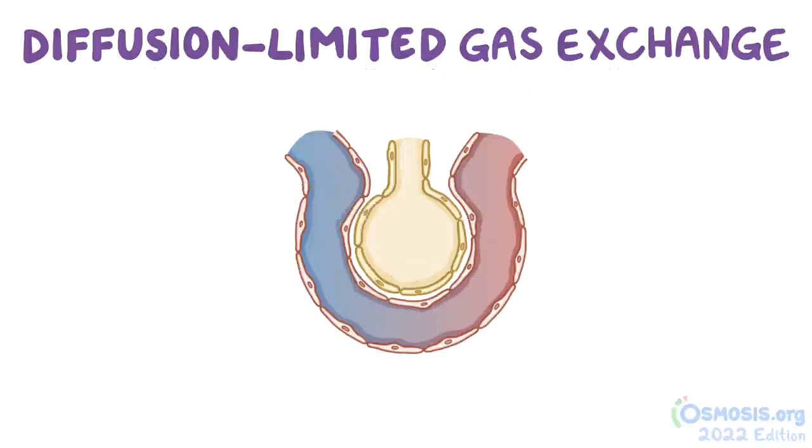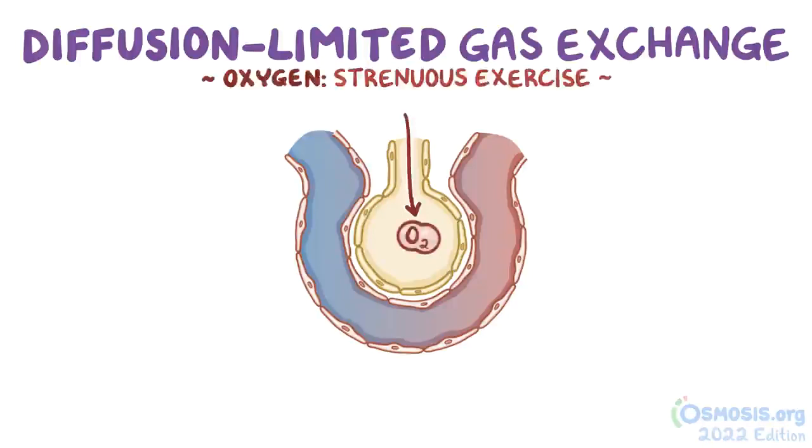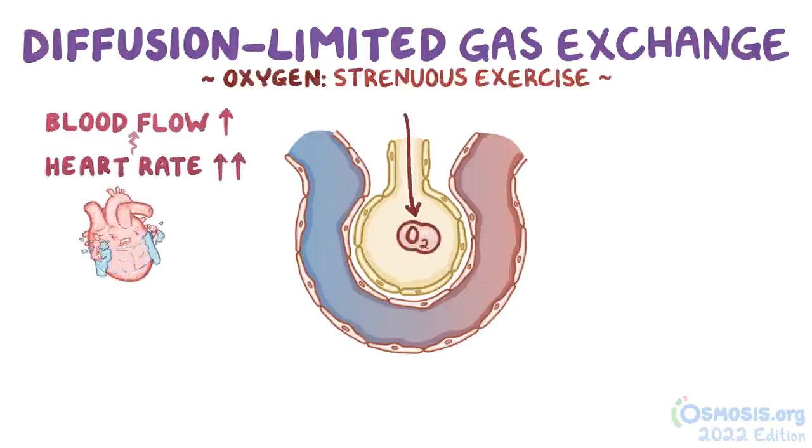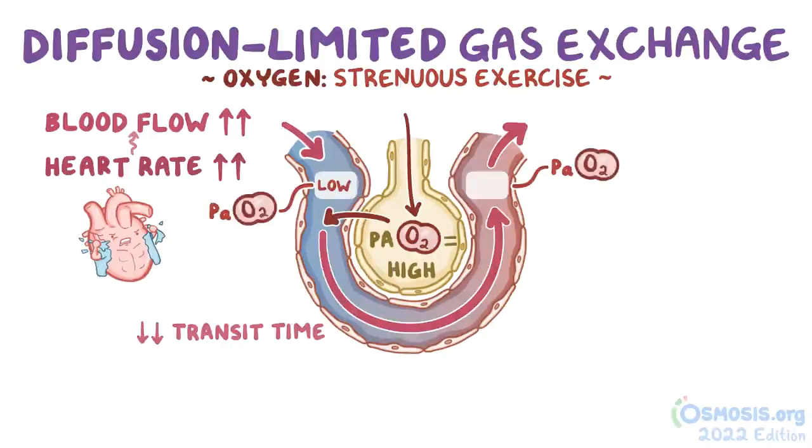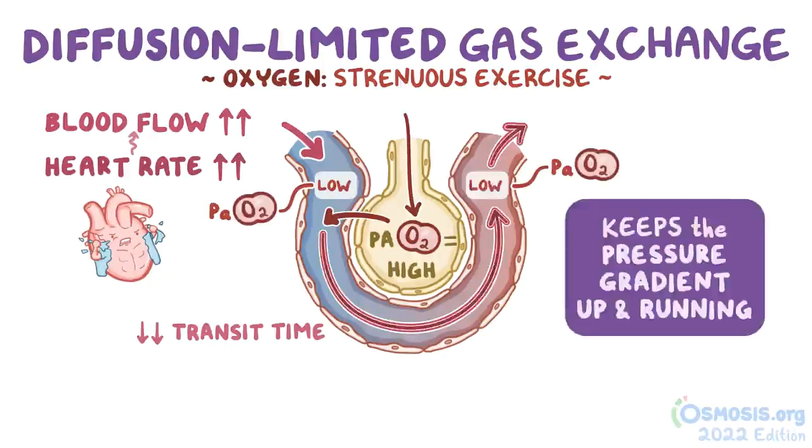Diffusion-limited gas exchange also applies to oxygen under special circumstances, like during strenuous physical exercise. In this situation, heart rate increases, the speed of pulmonary blood flow increases, and this shortens the transit time for the blood near the alveolar capillary wall. So there's no time for partial pressure of oxygen in the blood to reach the partial pressure of oxygen in the alveolar sac. This keeps the pressure gradient up and running, so to speak, making it a type of diffusion-limited gas exchange.